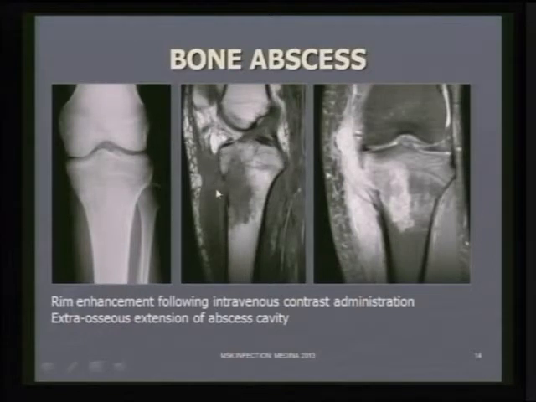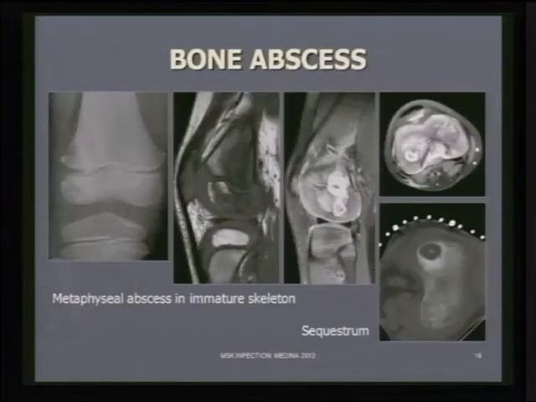Again, the abscess in the soft tissue showing the penumbra sign. A lot of associated soft tissue inflammation in the subcutaneous fat, and again, a focal break through the cortex and the associated abnormality in the bone. And this was a case of tuberculosis resulting in secondary soft tissue abscess formation.